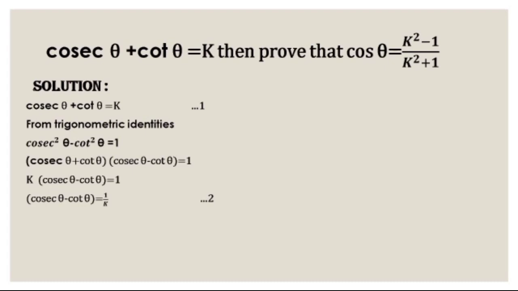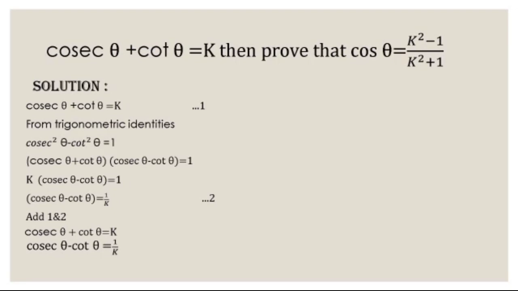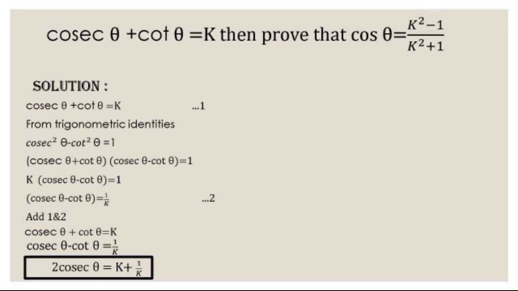Let's add equations 1 and 2. Cot theta plus cot theta minus cot theta is cancelled. Then we get 2 cosecant theta is equal to k plus 1 by k. LCM is k square plus 1 by k. This is equation 3.